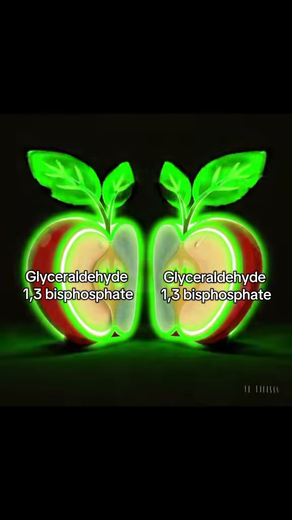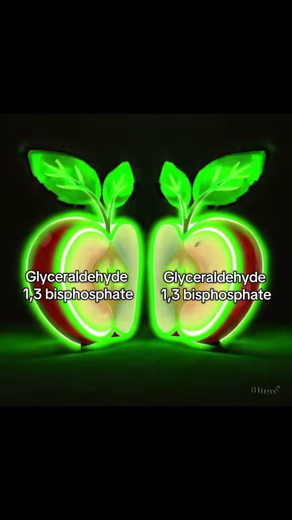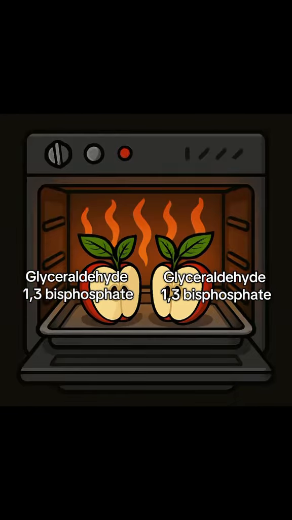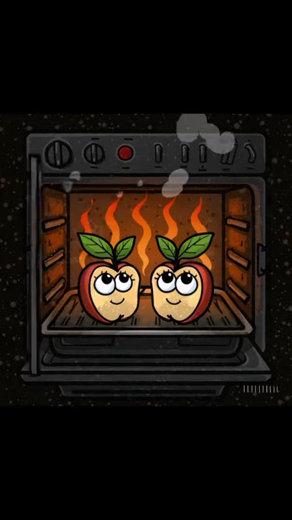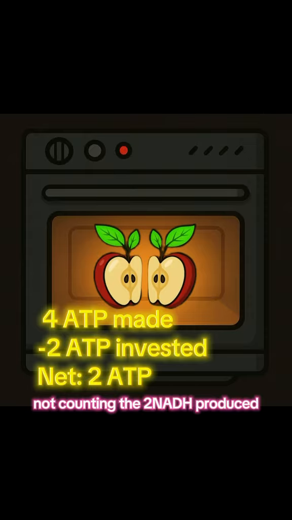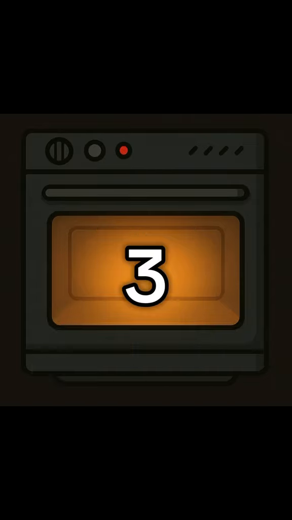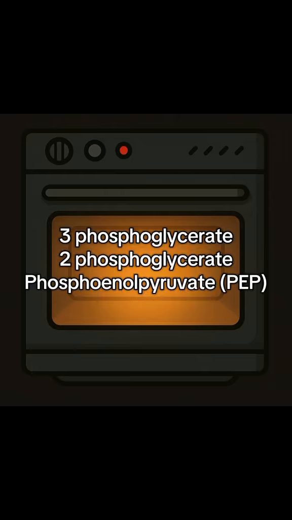Now with these 2 half apples with the respective 2 green phosphate leaves in the form of glyceraldehyde 1,3-bisphosphate, let's make some apple pie, with the phosphate green leaves being the fuel. Let's shut the oven door and make some ATP. 4 green phosphate leaves will yield you 4 ATP, but don't forget that you invested 2 ATP at the beginning. Time to count down. 3, 2, PEEP, as in 3-phosphoglycerate, 2-phosphoglycerate, and PEEP for phosphoenolpyruvate.